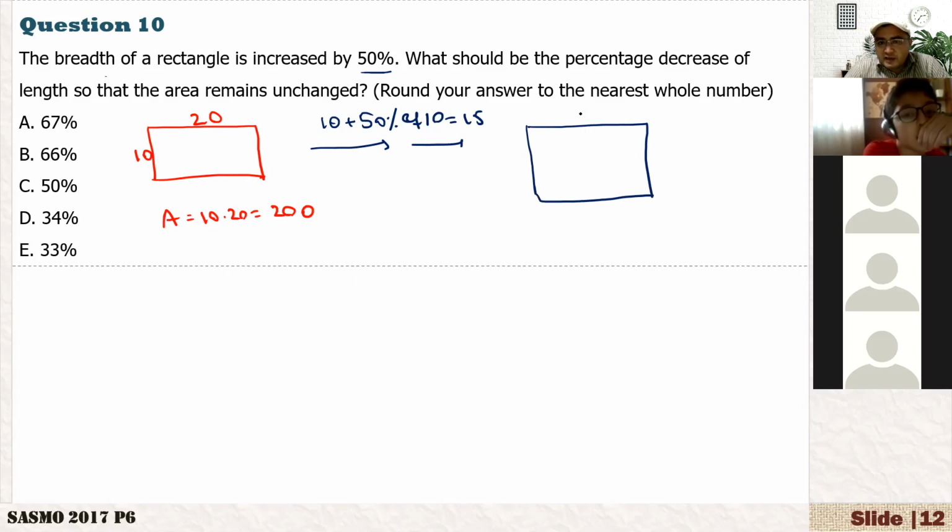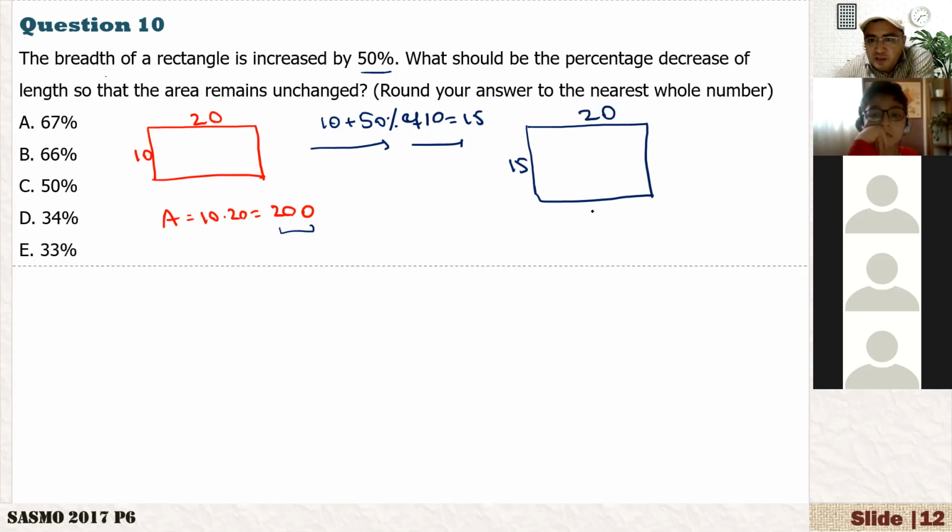So now this length is 20, right? Its breadth is now 15. As you see here, if you find its area, the area is 300. It is not equal to the area of this one. But now the question is asking what should be the percentage decrease of length so that the area remains unchanged. So what does it mean?